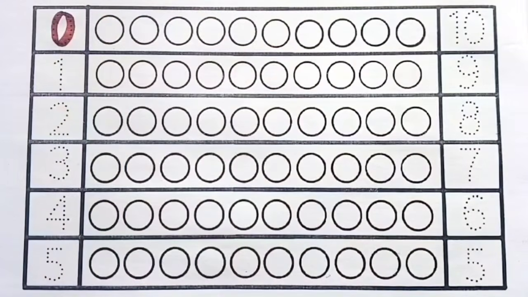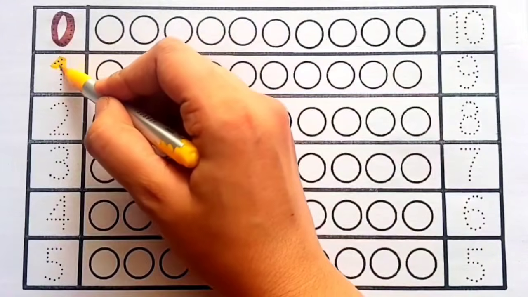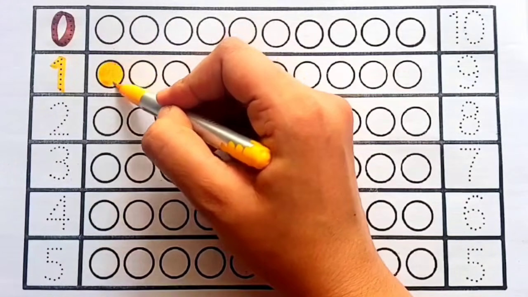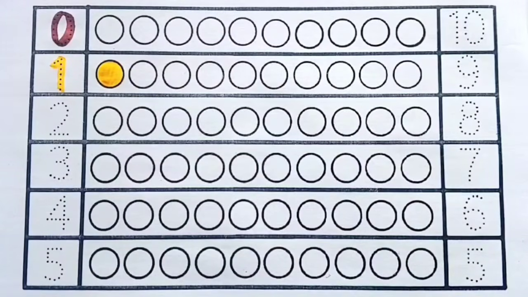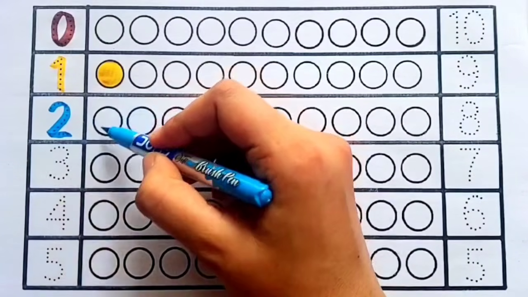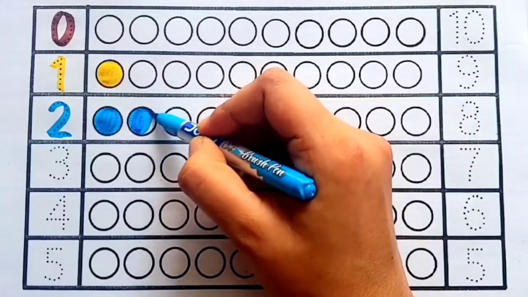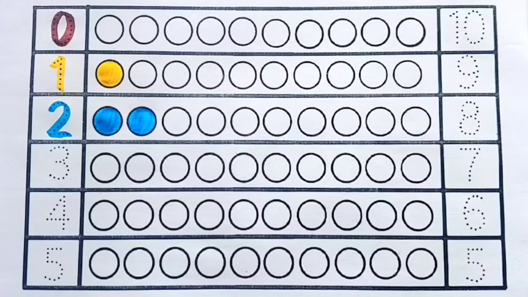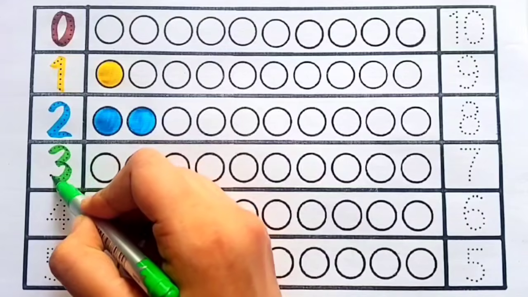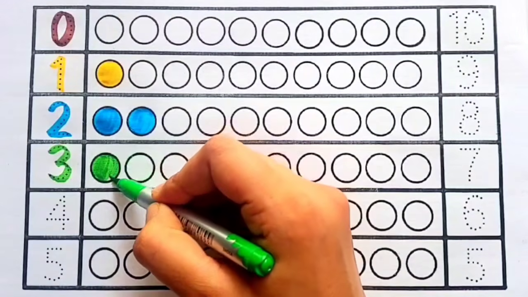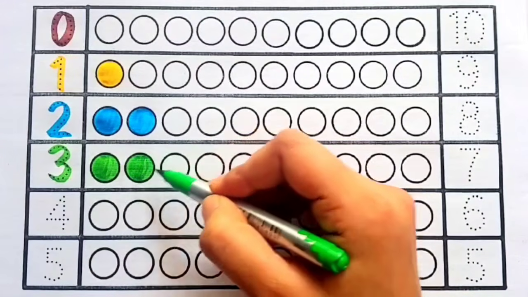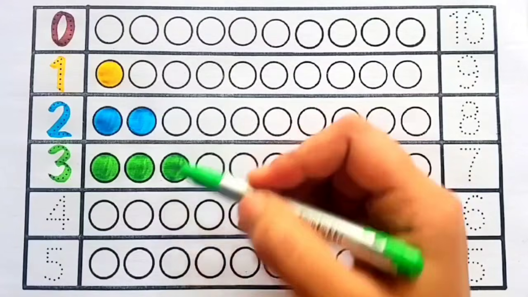Brown color, 0. Yellow color, 1 circle. Sky blue color, 2: 1, 2 circles. Light green color, 3: 1, 2, 3 circles.